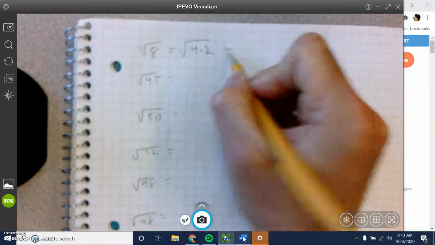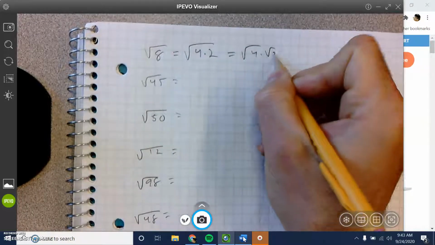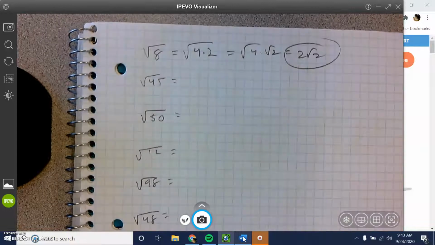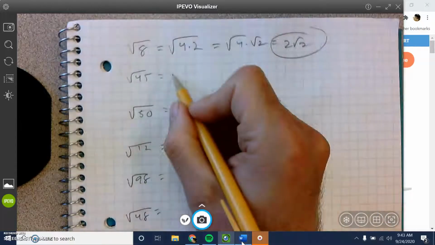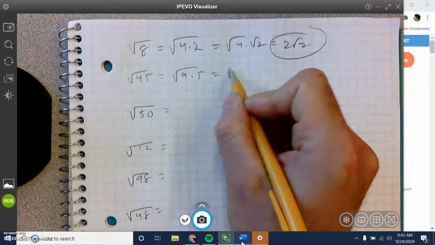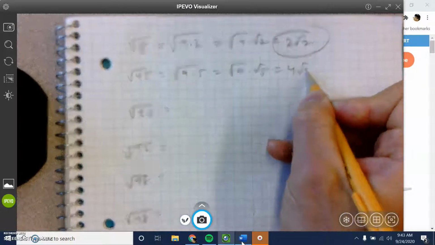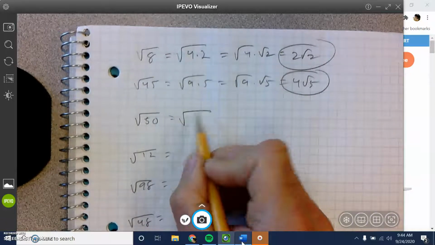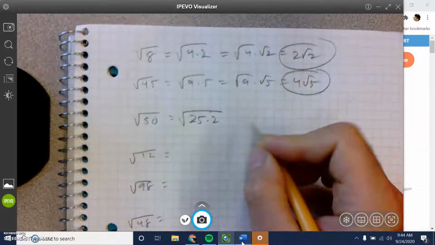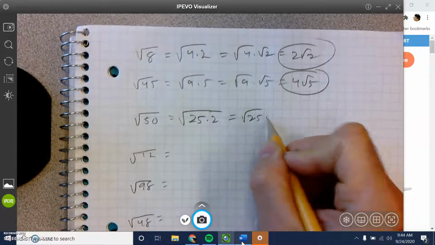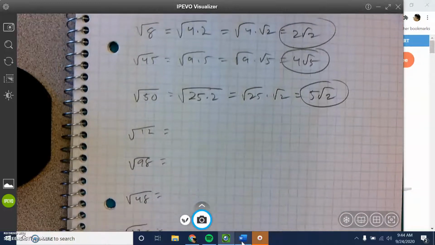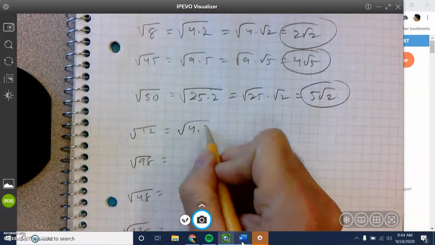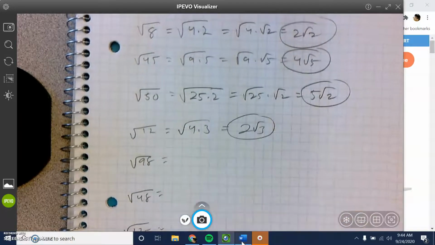So this is square root of 4 times 2, which is radical 4 times radical 2, which is 2 radical 2. Bam, got it. Is that there? 2 radical 2, yeah, 12. So L and 12 are matched up. Cool. All right, going faster now. Radical 9 times 5, which is radical 9 times radical 5, which is 3 radical 5. Got it. 50 is 25 times 2. Hopefully you got that one. So that's radical 25 times radical 2, which is 5 radical 2. If I'm going too fast, slow down, pause the video. Radical 12, we did that before. 4 times 3, which is 2 radical 3.